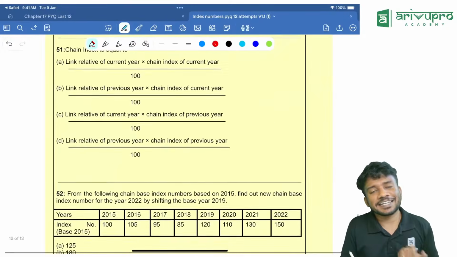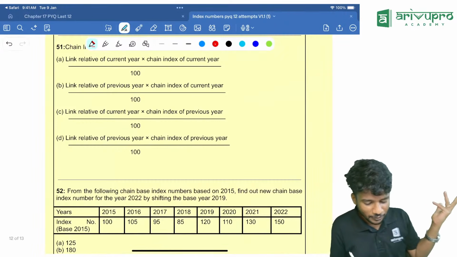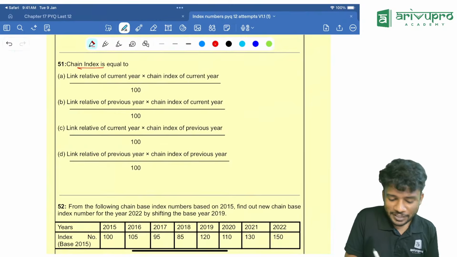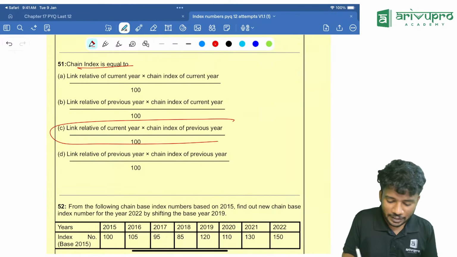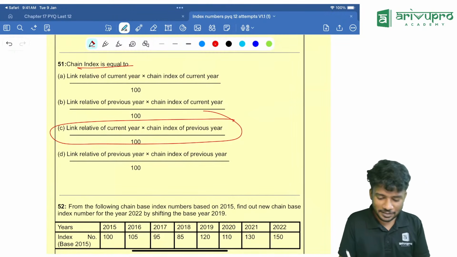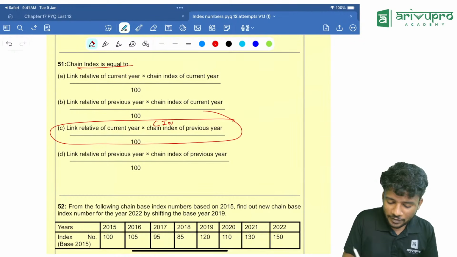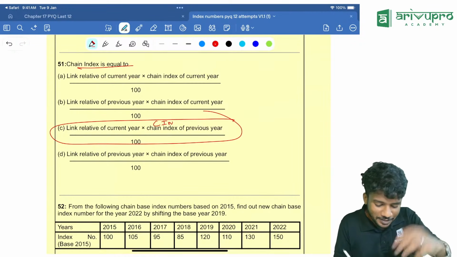Next one, chain index number, direct formula they have asked over here. What is the formula for chain index number? Link relative of current year into chain index number of the previous year, or CIN of the previous year, divided by 100. Option C is your answer.